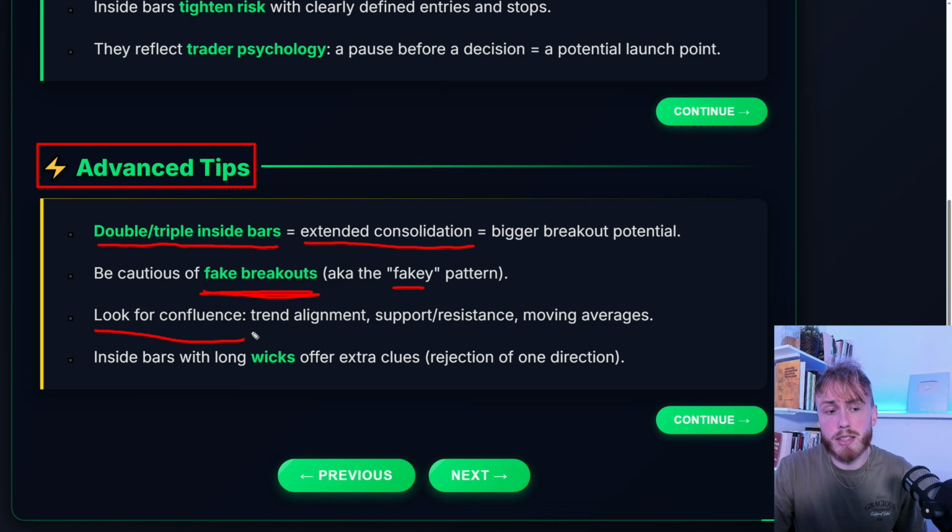The third tip is look for confluence. We have already mentioned this, but you want to either trade in the same direction as the trend or trade them close to support and resistance. You can even use indicators like moving averages. You can combine them with tools like MACD and RSI and so on. But in my opinion, they work very well with pure price action and market structure.